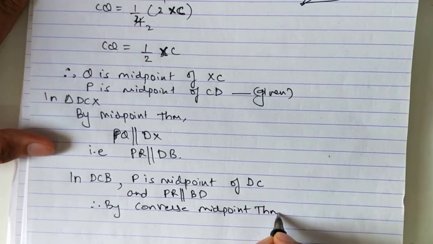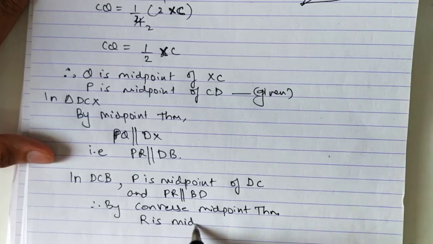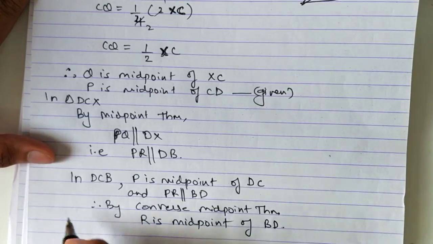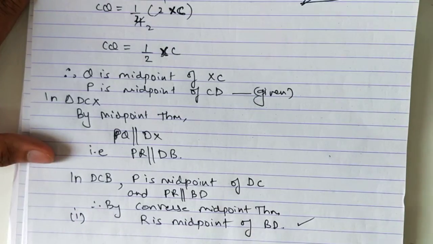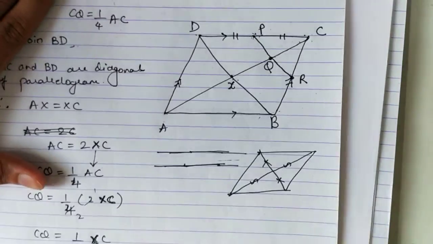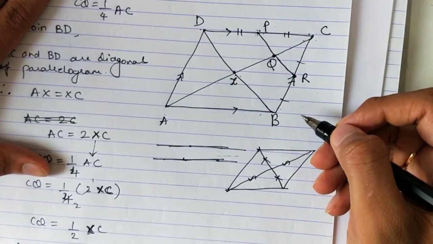By converse midpoint theorem, R is the midpoint of BD. This was the first part to be proved. Okay, second part is very easy. First part you understood. We have proved that now R is the midpoint of BC.